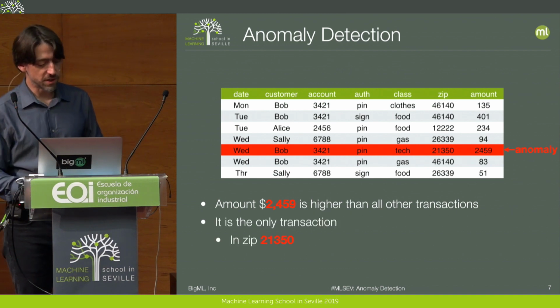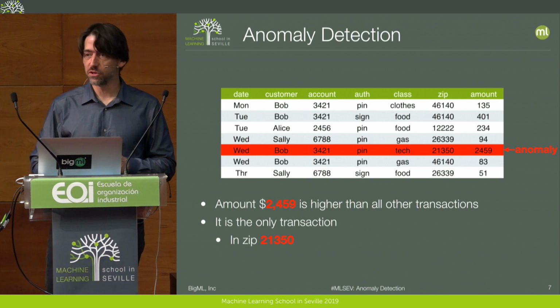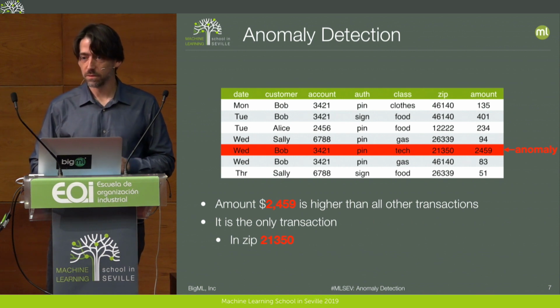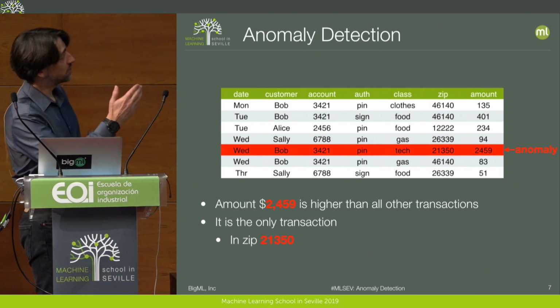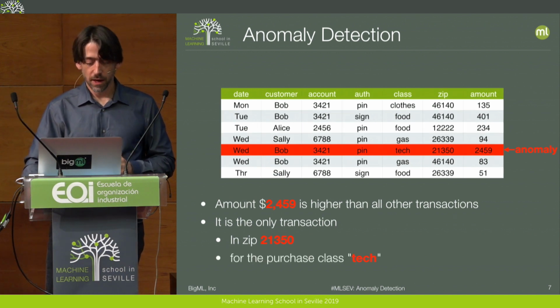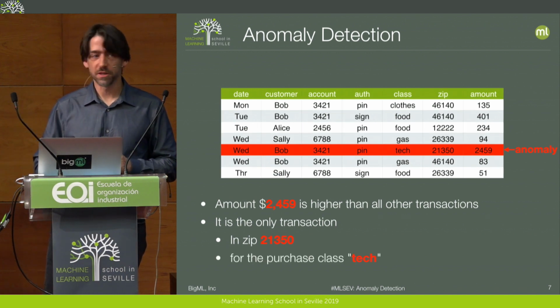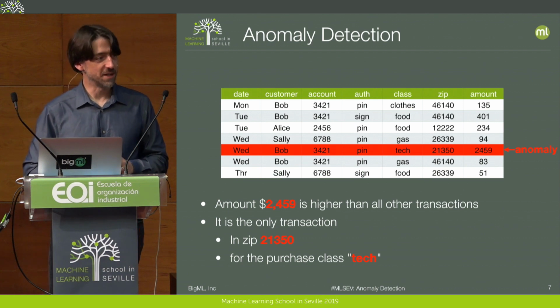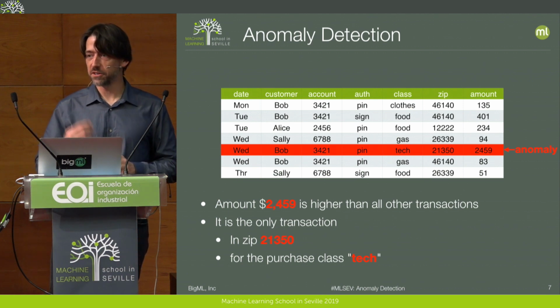It's also the only transaction in the zip code 21350. So it's the only one in that zip code, and it's for a huge amount. It's got 2 things that make it unusual. And it's also the only one for the purchase of something related to technology. It's got 3 things that make it unusual. That's something we would want the anomaly detector to find and say, you probably want to look at this one. That's weird.